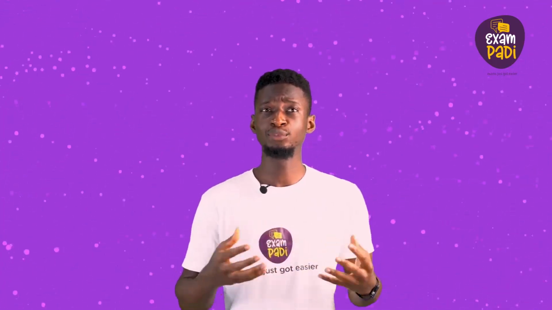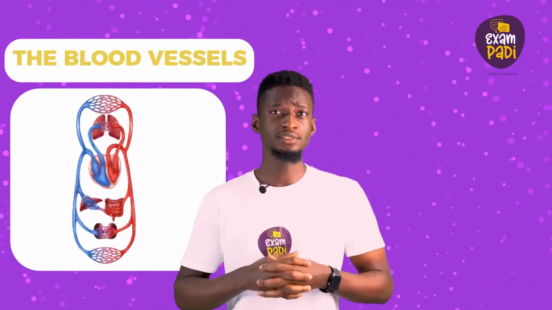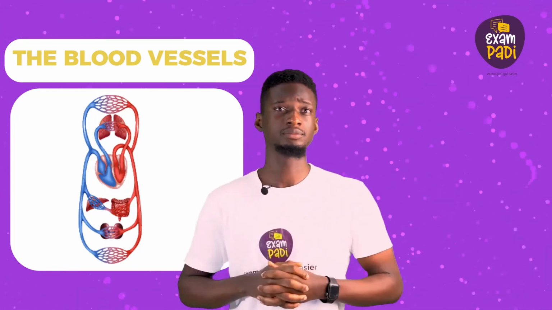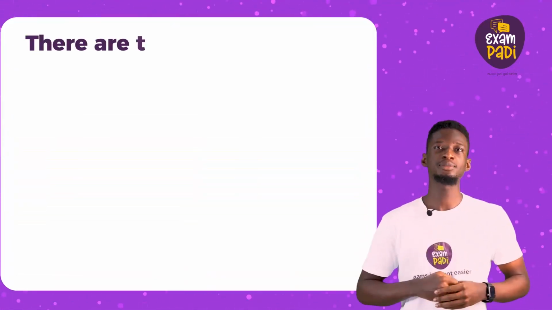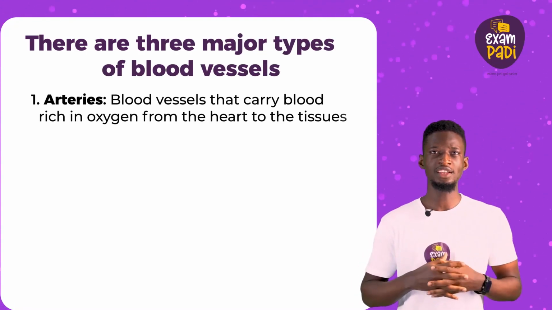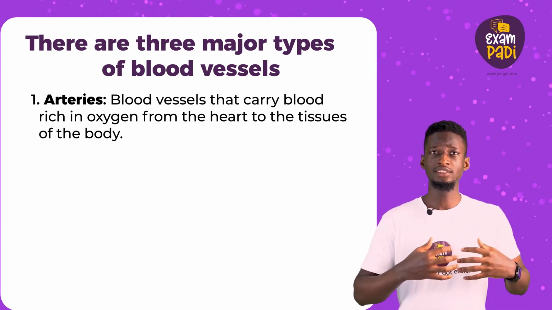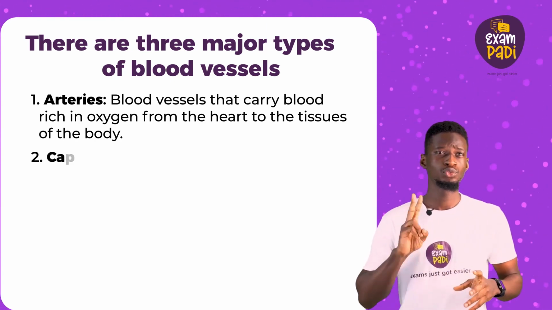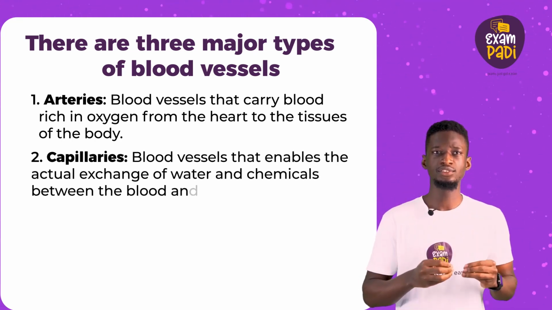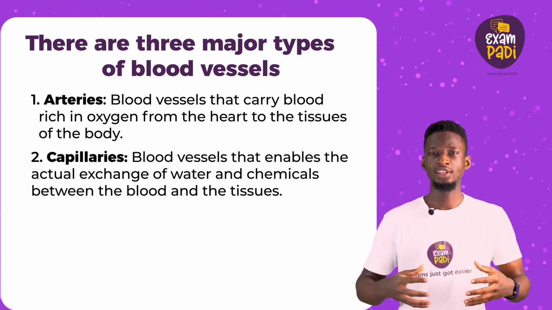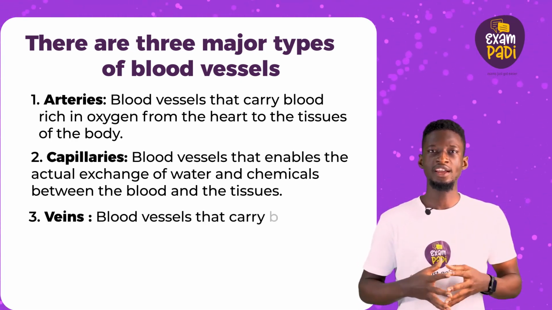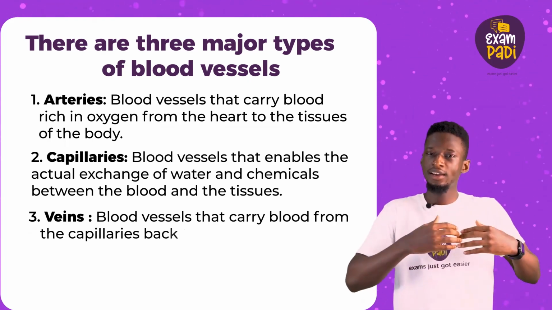Now, let's talk about the blood vessels. The blood vessels are part of the circulatory system and function to transport blood throughout the body. There are 3 types of blood vessels, and these are: 1. Arteries. Arteries are blood vessels that carry blood rich in oxygen from the heart to the tissues of the body. 2. Capillaries. The capillaries are blood vessels that enable the actual exchange of water and chemicals between the blood and the tissues. 3. The veins. Blood vessels that carry blood from the capillaries back to the heart.